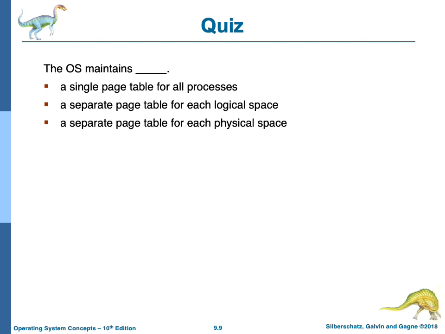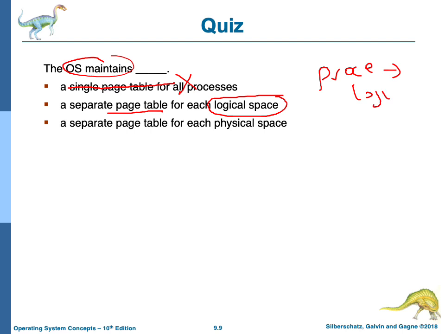Also bear in mind that the operating system does not have a single page table for all processes. Instead, we have a single page table for each logical space. And so every process will have its own logical space. Therefore, it will have its own page table. Okay.